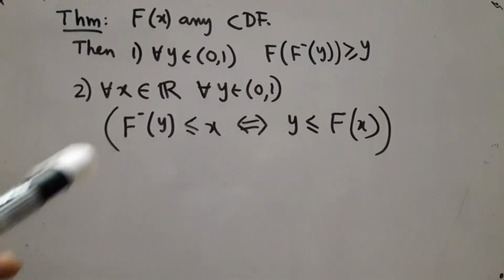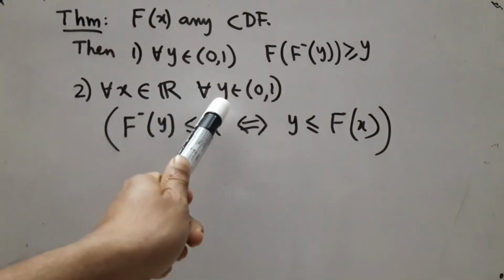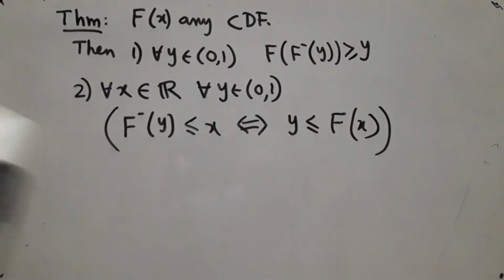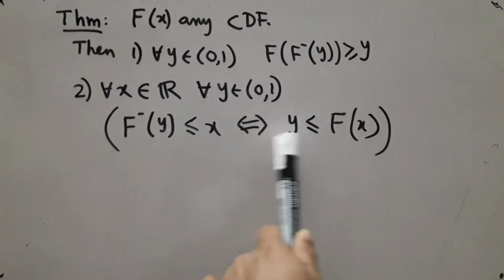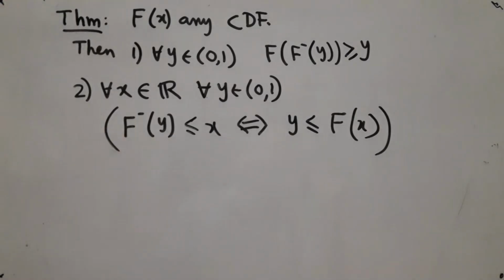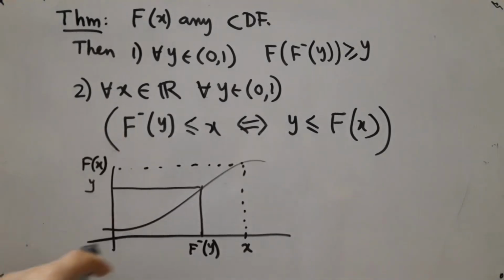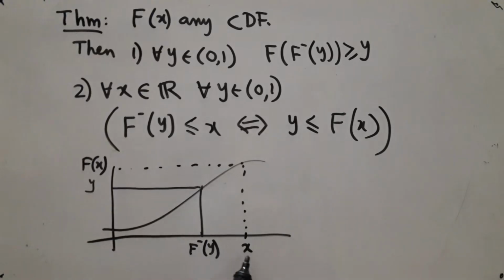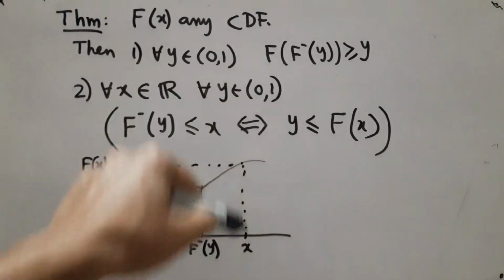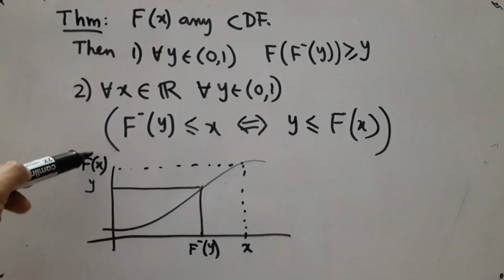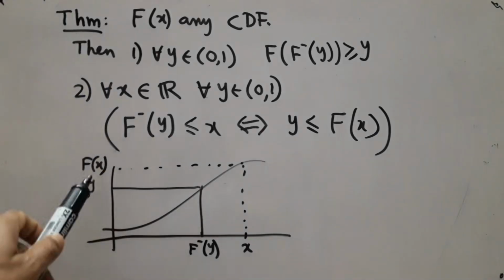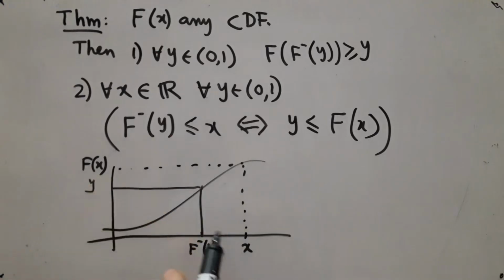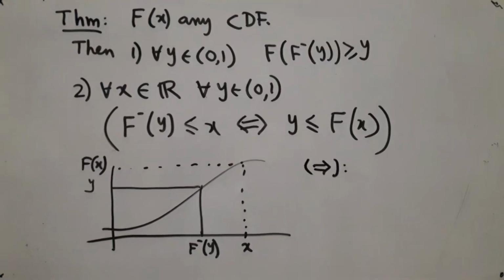The second part is, if you take any x in R and any y in open (0, 1), then these two inequalities are actually equivalent. Pictorially, suppose here is my capital F(x) graph and I have taken some y and the corresponding F minus y. Now, whenever you take x to the right of this, the corresponding F(x) will be above y. Similarly, whenever you take any x such that F(x) is above y, that x must be to the right of F minus y.